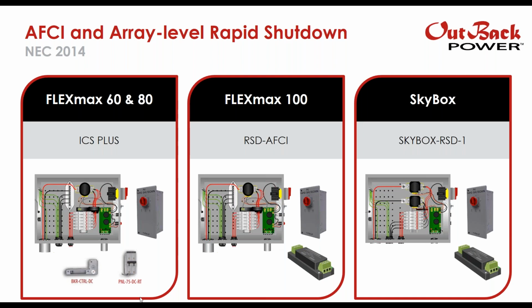And then finally, for SkyBox, the SkyBox RSD-1 is the solution. This one looks very similar to the RSD AFCI, except it has dual contactors for the PV plus and PV minus. SkyBox is a transformerless inverter, so both DC conductors aren't grounded. NEC 2014 states that the PV disconnecting means shall simultaneously disconnect all ungrounded supply conductors. That's why we have 2 contactors in this version. Also note that the SkyBox combiner does not come with arc fault, because SkyBox has arc fault detection within its unit. So the differences between these two would be the 2 contactors, and that this one does not come with the arc fault. But they look very similar, so I just wanted to point out the differences there.